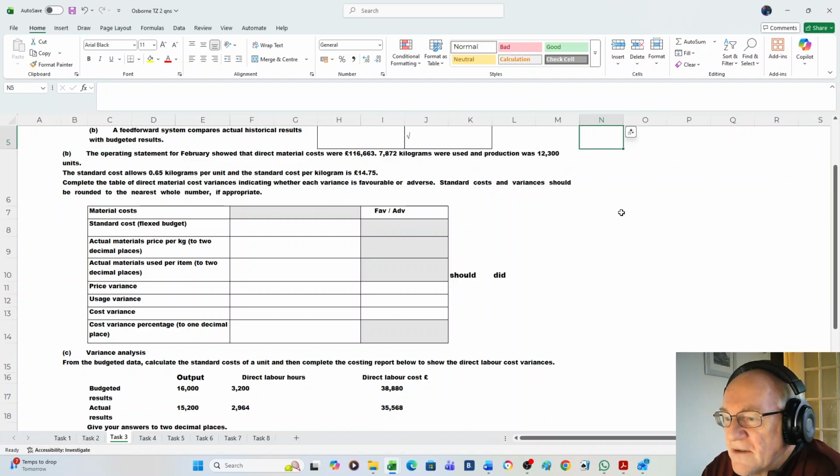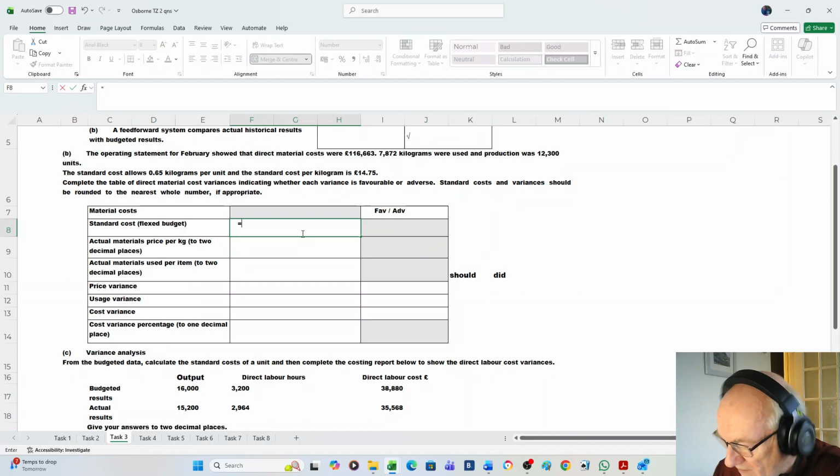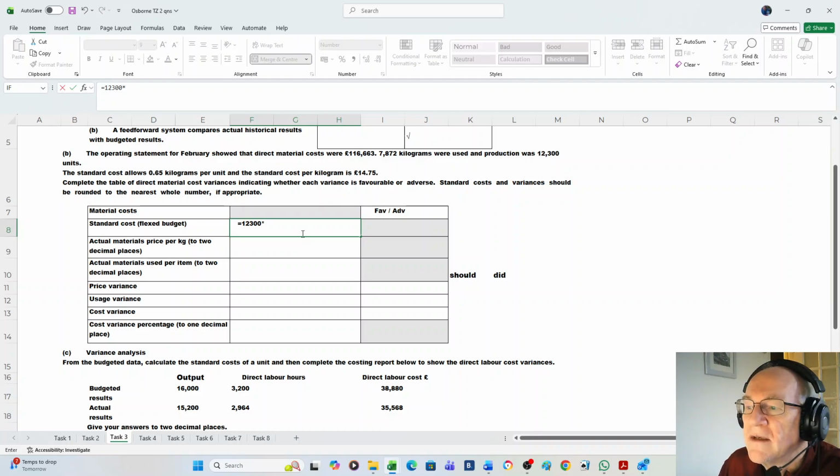Right, let's get this through as quick as possible, because obviously you can pause, and there are lots of calculations. Read carefully. This one's not too bad. It hasn't got a budgeted production to confuse you. We've only got the actual production, 12,300, and it's got standard cost, everything laid out nice and easily. So first of all, we're going to work out our standard cost. That will be our 12,300 units that we've actually made, and it's telling us it's 0.65 of a kilo at 14.75.